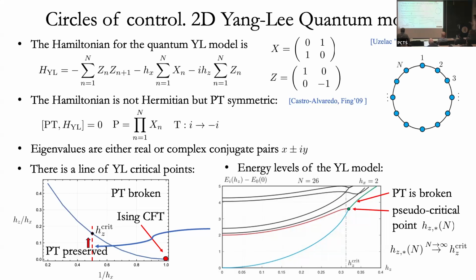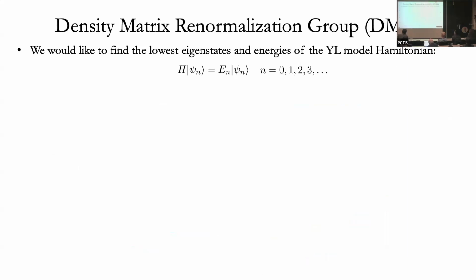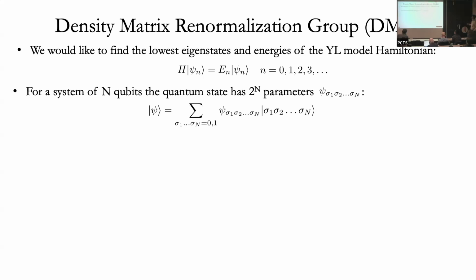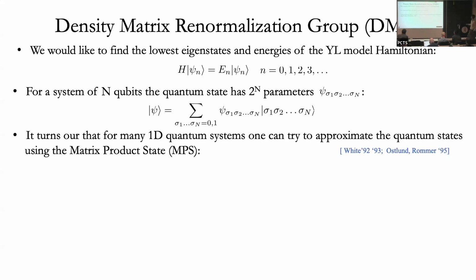Before I go into results, I just want to mention that we can study this numerically using what's called the density matrix renormalization group. The idea is that if you're solving some quantum system with n qubits, you can approximate the many-body quantum state, which has 2^n parameters, by what is now called a matrix product state. This was an original idea by Steven White.